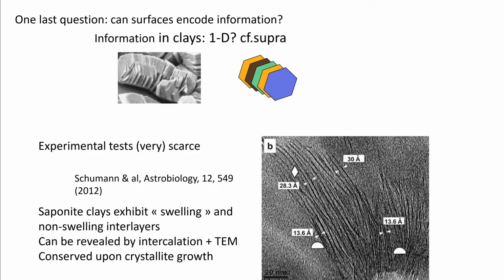For example, this team has tried to grow some saponite crystals, and we know that the saponite has some swelling and non-swelling regions. You can reveal the chemical differences by intercalating a given type of molecule. Some of the layers will swell, and some of the layers will not swell. And it's very easy to see by electron microscopy. And so they could follow the reproduction of information, the succession of swelling and non-swelling layers, by successive electron micrographs. Okay, but that's a very limited test.